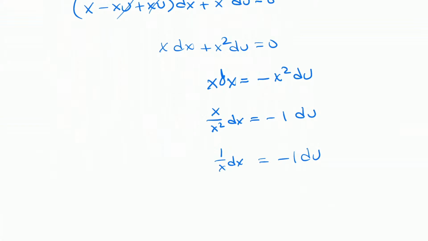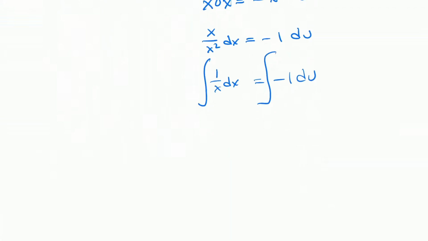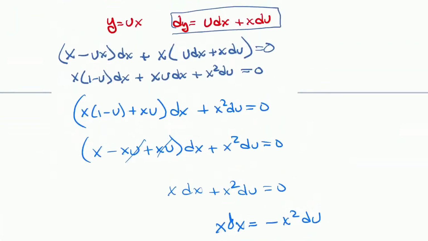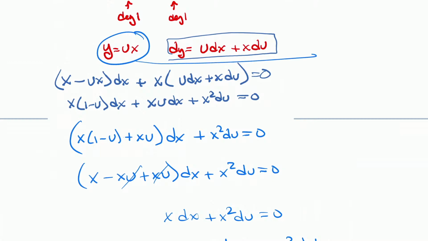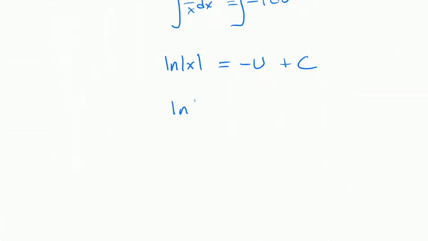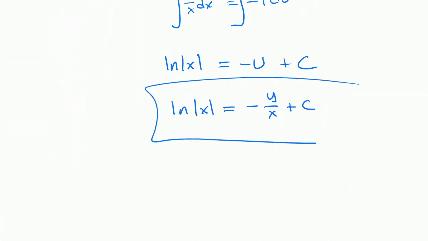Now basically I've separated the variables. I have only x's here, I have only u's here, and you can do your integral. There, all done. So 1 over x, easy, natural log of x. Easy, negative u plus the constant. The only thing you have to worry about now is going back and substituting what u is. Well, here is y, so u is y over x. So let's plug that in. Natural log of x is equal to negative y over x plus c. You could solve that for y if you needed to, but that pretty much has done it.